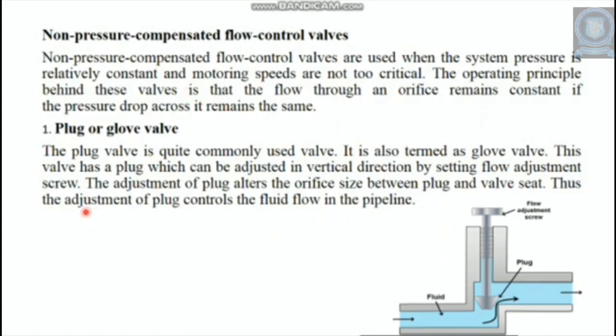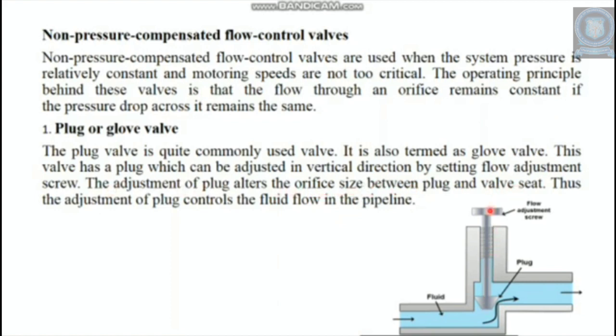First type is the plug or globe valve. The plug valve is quite commonly used. It is also termed a globe valve. This valve has a plug which can be adjusted in the vertical direction by setting the flow adjustment screw. The adjustment of the plug alters the orifice size between the plug and the valve.